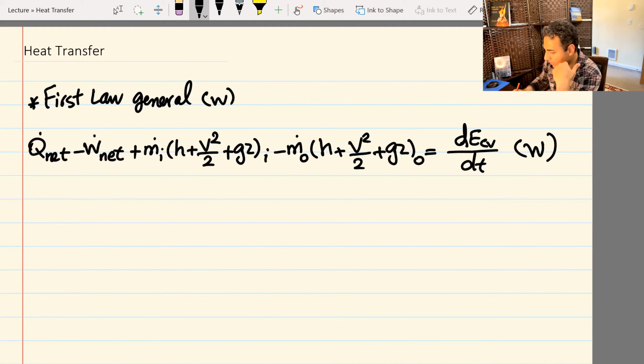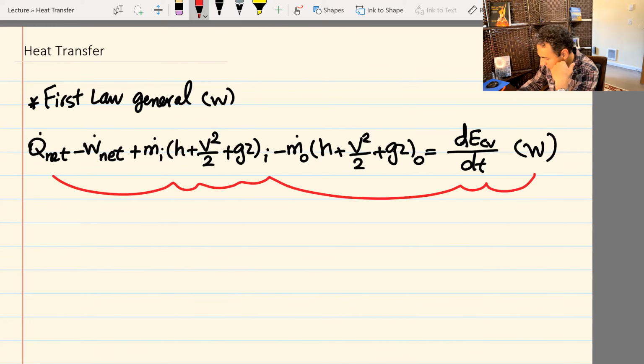Like this. First law of thermodynamics, general form, you have to memorize this. Done. That's it. Okay. Now, commit this to memory. Right. Commit it to memory. Done.